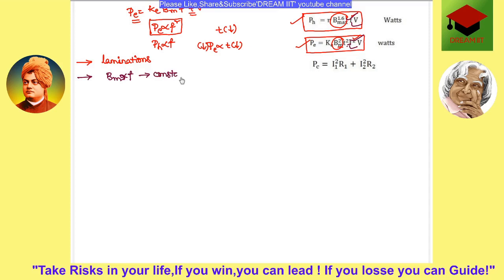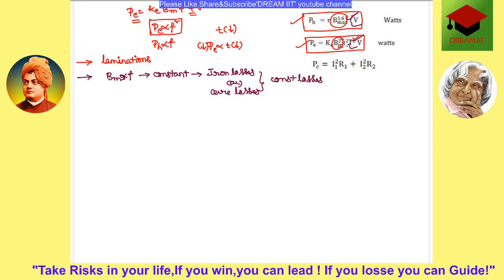So as they both are constant, these two losses are also constant. That means we can say that iron losses are entirely constant losses. At any time they are constant, whether the load is present or not. These are called the constant losses. Okay, so that is the name. Another name you can expect for the iron losses or core losses is constant losses. They are constant at any point of time whenever you are using the transformer.